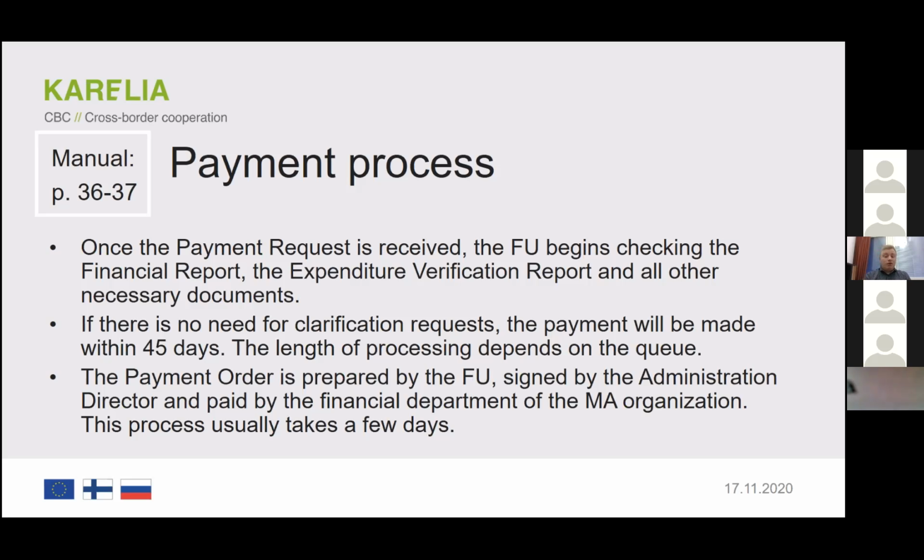And this is, however, affected by the quality of the reporting. High quality financial reports are quick to process, which also helps cut down the queues. Once the payment order is made at the end of the verification process, it is then delivered for signature to the administration director of the managing authority and then delivered to the financial department for payment processing. This part of the process usually takes a few days.